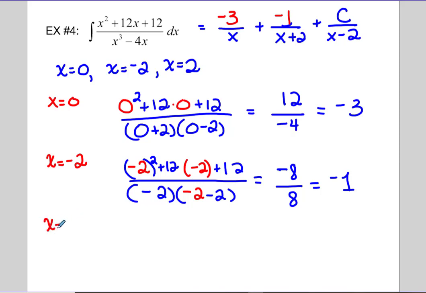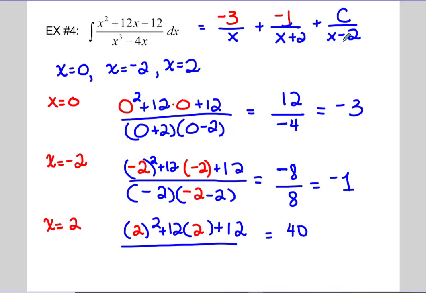And then finally, if x is 2, and we substitute for all the terms, we have 2 squared plus 12 times 2 plus 12. So 24 and 12, that's 36. And 4 more would be 40 in the numerator. We've eliminated this term, so we have 2 for the x and 2 plus 2, which gives us 4 times 2, that's 8. So our c value is 5.